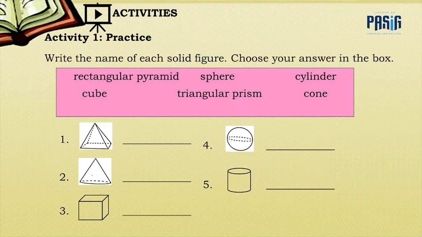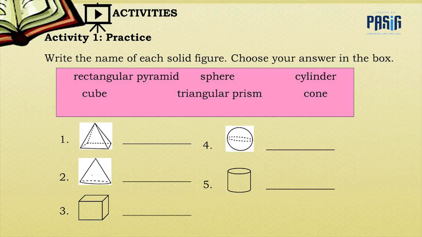Let's answer the activities. Activity 1. Practice. Write the name of each solid figure. Choose your answer in the box. Rectangular pyramid, sphere, cylinder, cube, triangular prism, and cone.